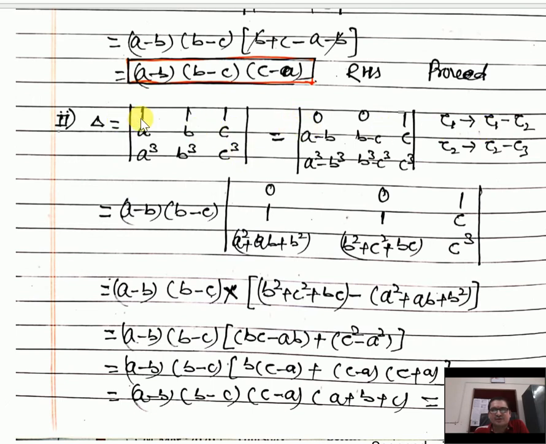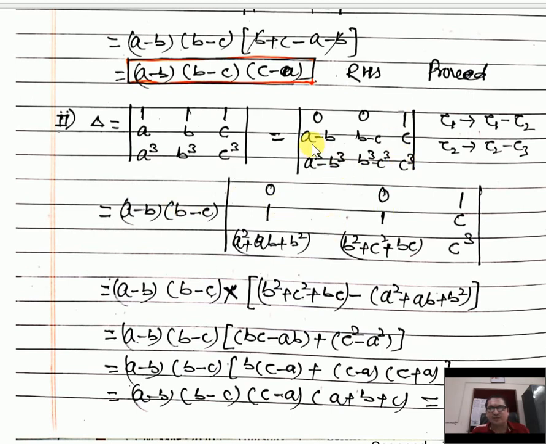So here I'm applying a column transformation. C1 changes to C1 minus C2. So this part will be 0, 1 minus 1, and a minus b, a cube minus b cube. Similarly for C2, C2 minus C3, so 1 minus 1, b minus c, b cube minus c cube. And in C3, there is no change. We are not applying any property in C3.